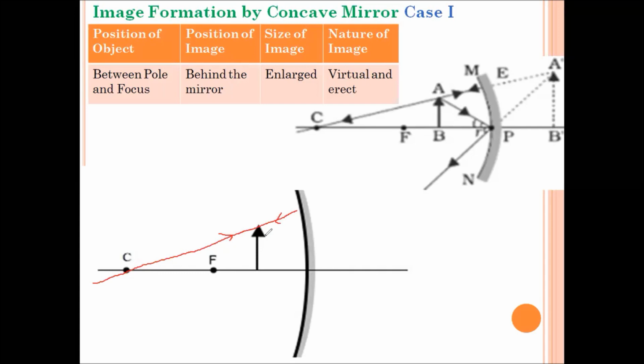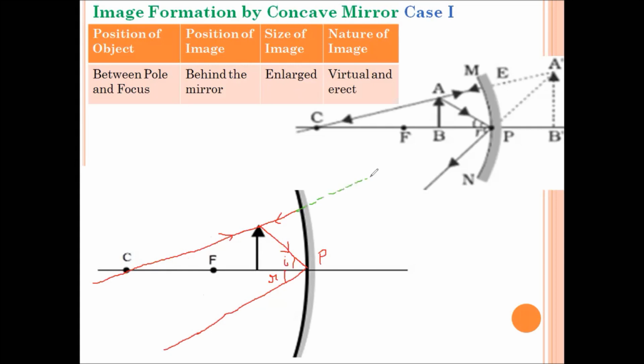Rule number 4 says if any ray falls on the pole of a concave mirror, this is the pole, at an angle I, then it will reflect at an angle R. Here angle I and angle R are the same. If we try to join these two rays, then they will not join. These are two diverging rays. Thus, we need to draw these rays virtually backward.